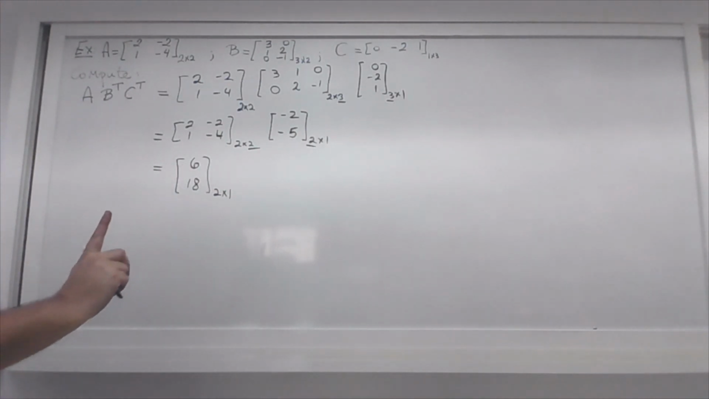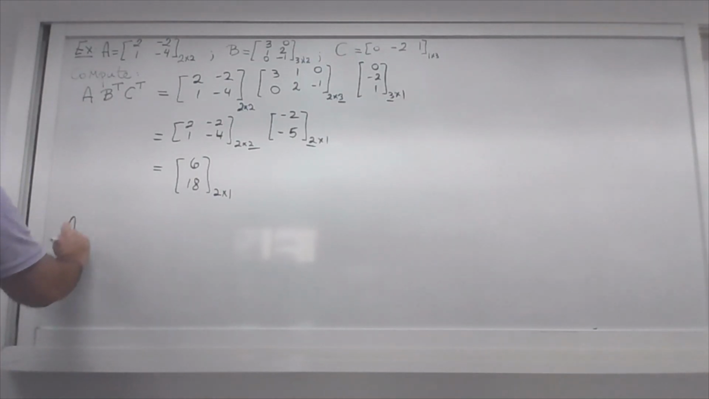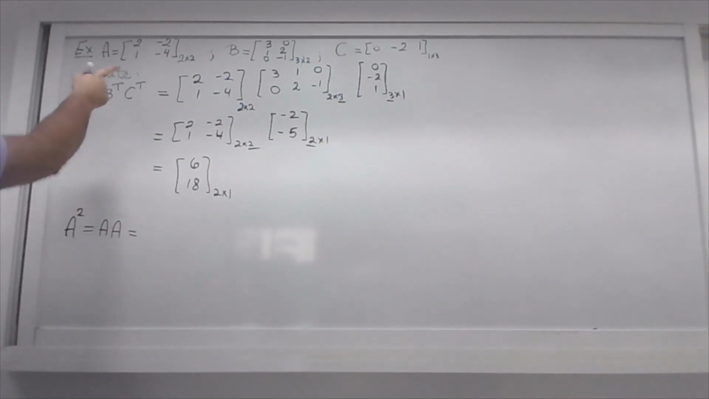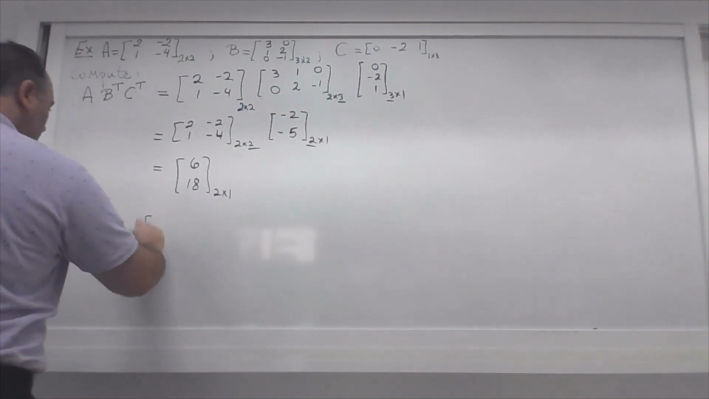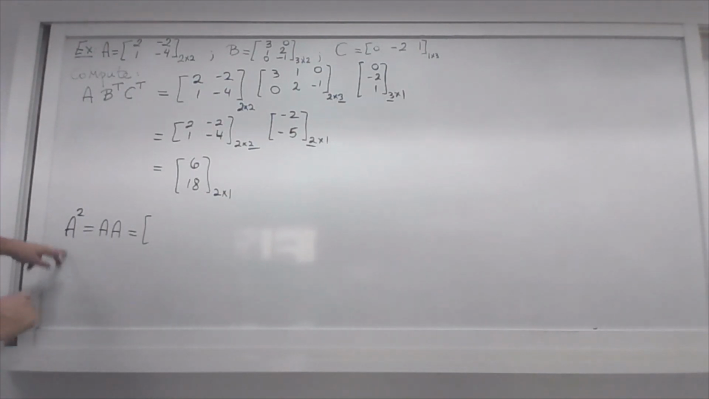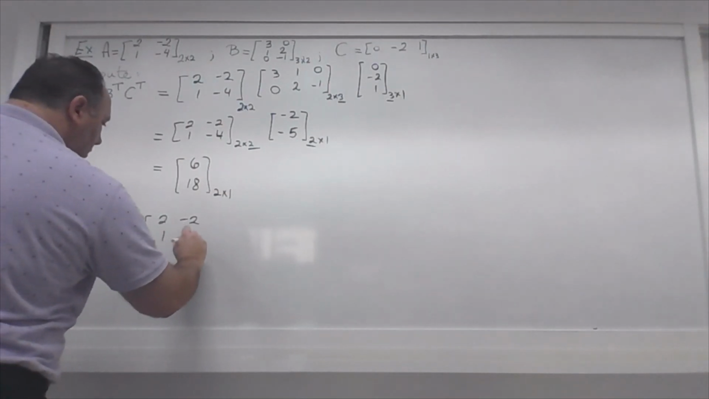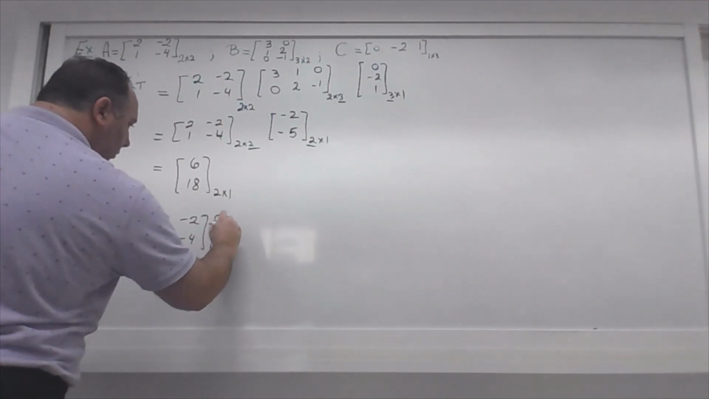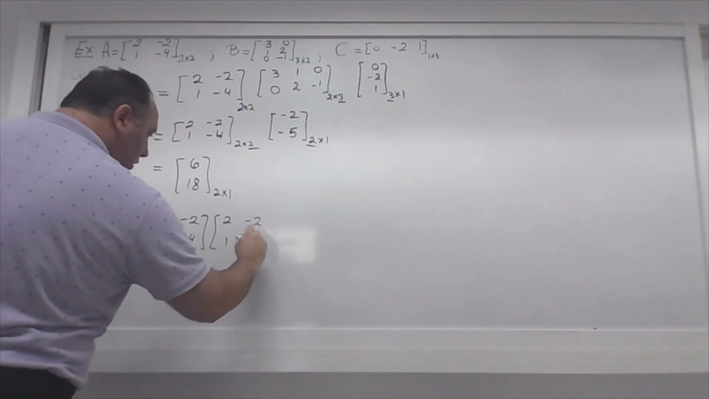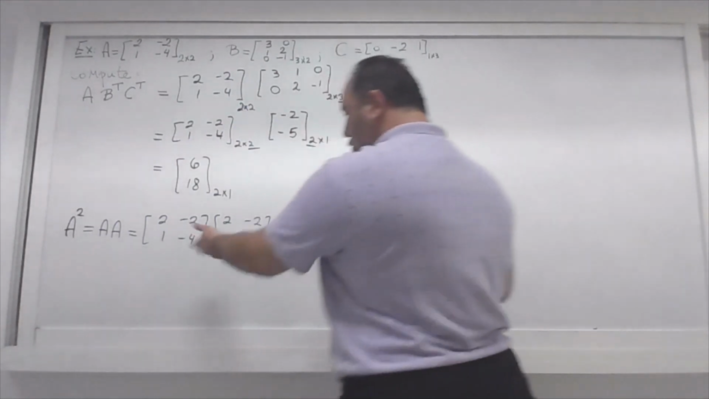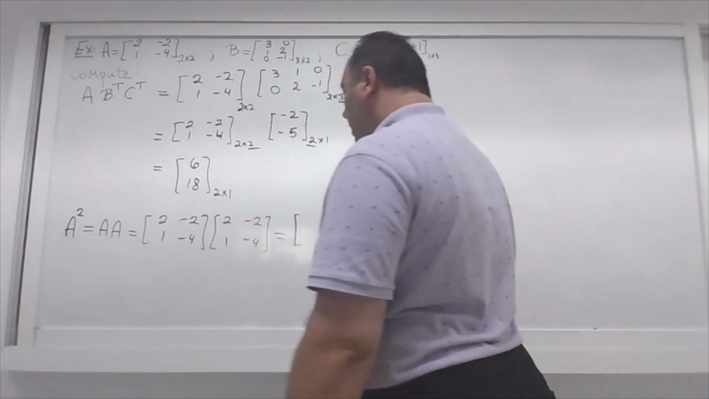What happens if I compute A squared? What is A squared? It is A times A. Well, since A is a square matrix, I can do that. So A squared is A times A. A to the power 3 is A times A times A. So let's see what happens. So just apply the definition of multiplication of two matrices, nothing else. These are 2 by 2, so the result will be 2 by 2.